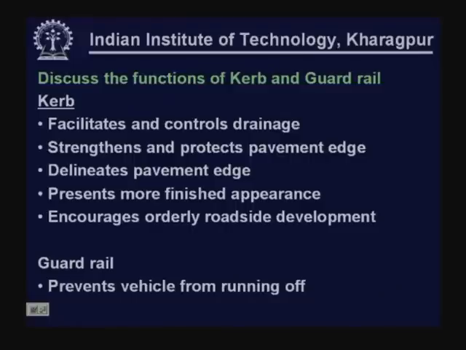Discuss the function of kerbs and guardrails. Kerbs basically facilitate and control drainage, strengthen and protect the pavement edge, delineate the pavement edge, present a more finished appearance and encourage orderly roadside development. And guardrail basically prevents vehicles from running off. So, wherever at the approach of a bridge or high embankment or outside of the outer edge of a horizontal curve, wherever vehicles are prone to run off from the carriageway, we provide guardrail to enhance the safety.